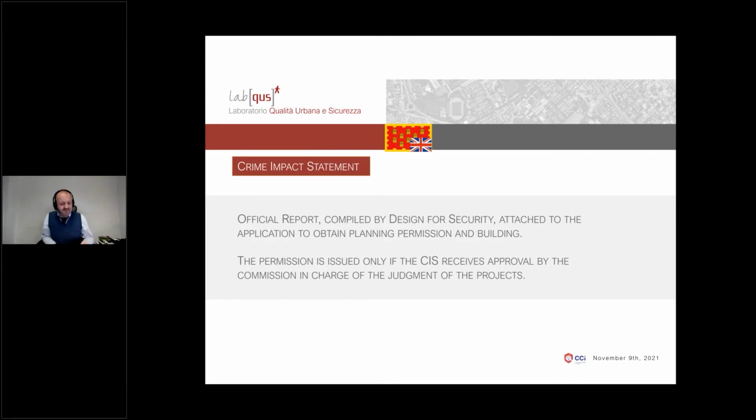Design for Security provides support for the designers who are not trained, and that's one of the big problems I'm going to talk about. And this report, together with the planning permission or building permission, goes to the commission for evaluation. So if you don't have a positive evaluation of the crime impact statement, you don't get the planning or building permission. It is something totally new and very strong in the process of building our cities.